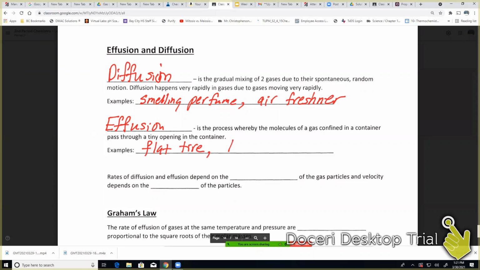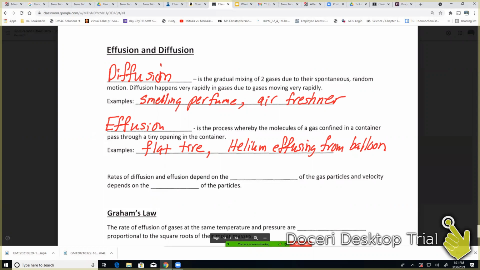and also helium effusing from a balloon. We all know if we get a balloon blown up, give it a couple of weeks and it'll lose that air, and if it had helium in it, it won't be floating any longer. That's because that helium gas has effused out.